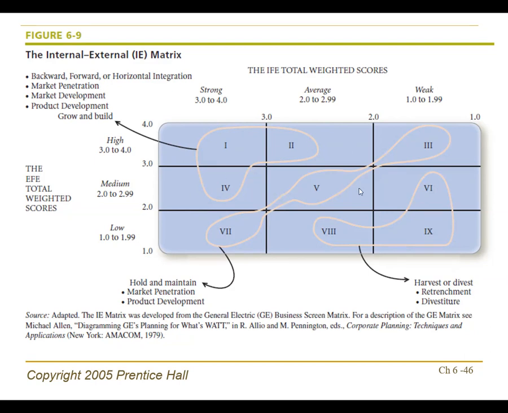And in these 9 boxes, 3 different groups have been made. One group is box number 1, 2, and 4. The second group is box number 3, 5, and 7. And the third group is box number 6, 8, and 9. Now you have to locate your position by locating your IFE score and EFE score in this box.